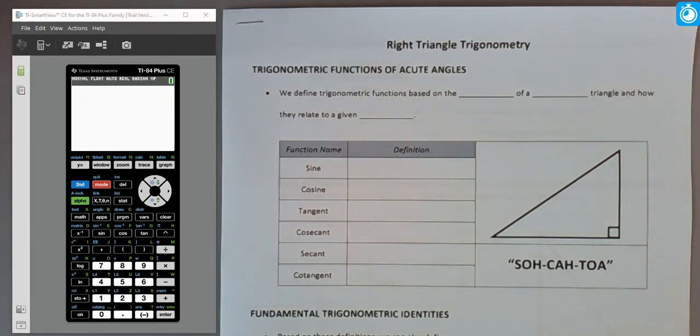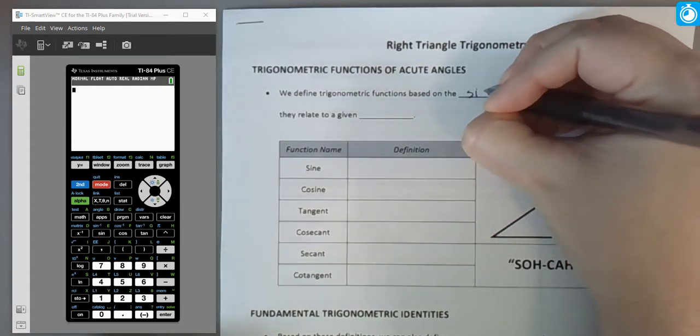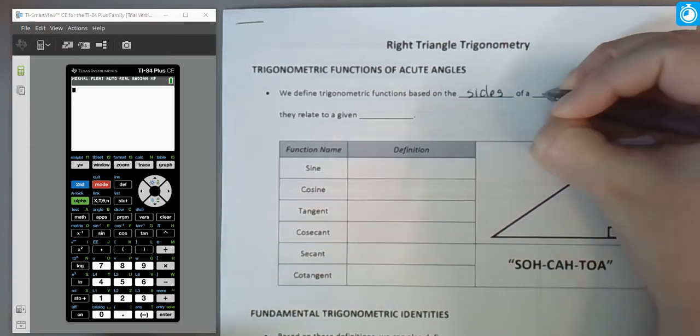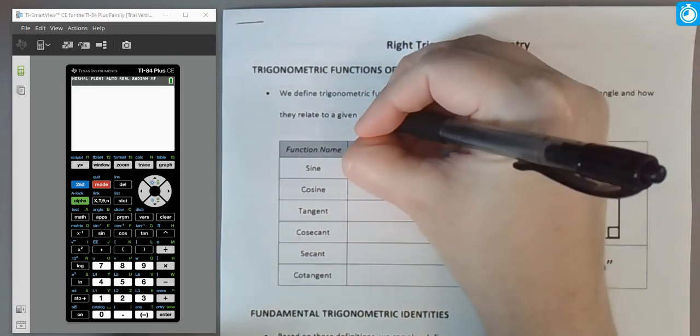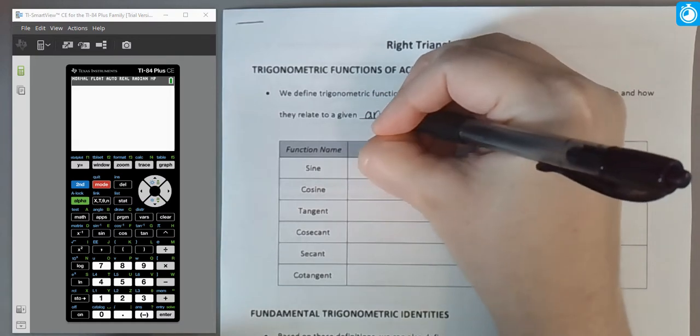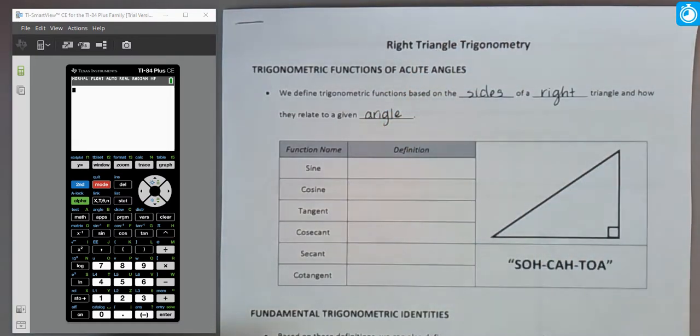In this video, we're going to introduce the 6 trigonometric functions as associated with the angles in a triangle and then the sides in a triangle. So specifically, we're going to focus on right triangles. So we define a trigonometric function based on the sides of a right triangle and how they relate to a given angle, specifically one of the two acute angles in the right triangle.